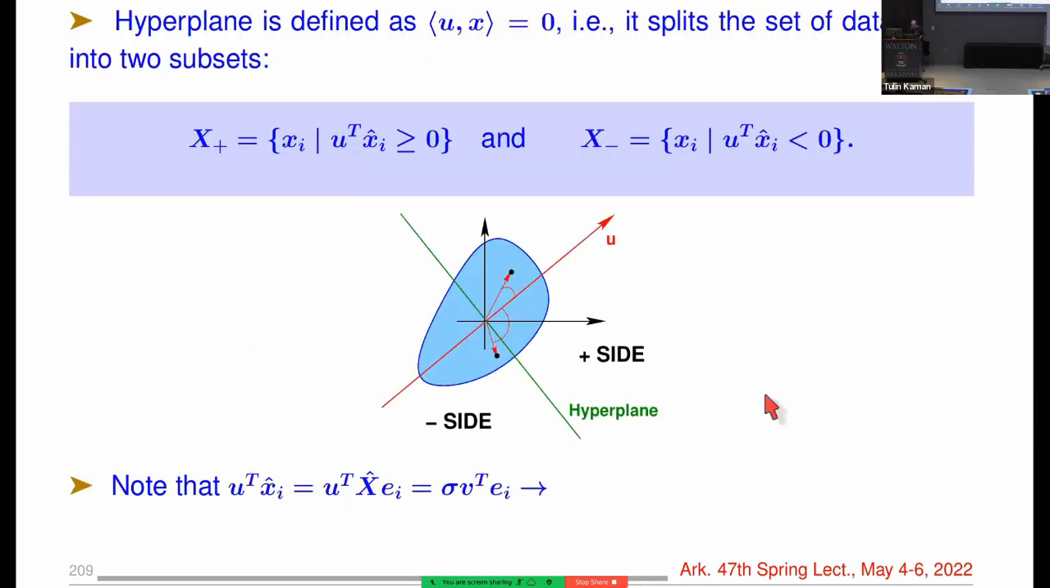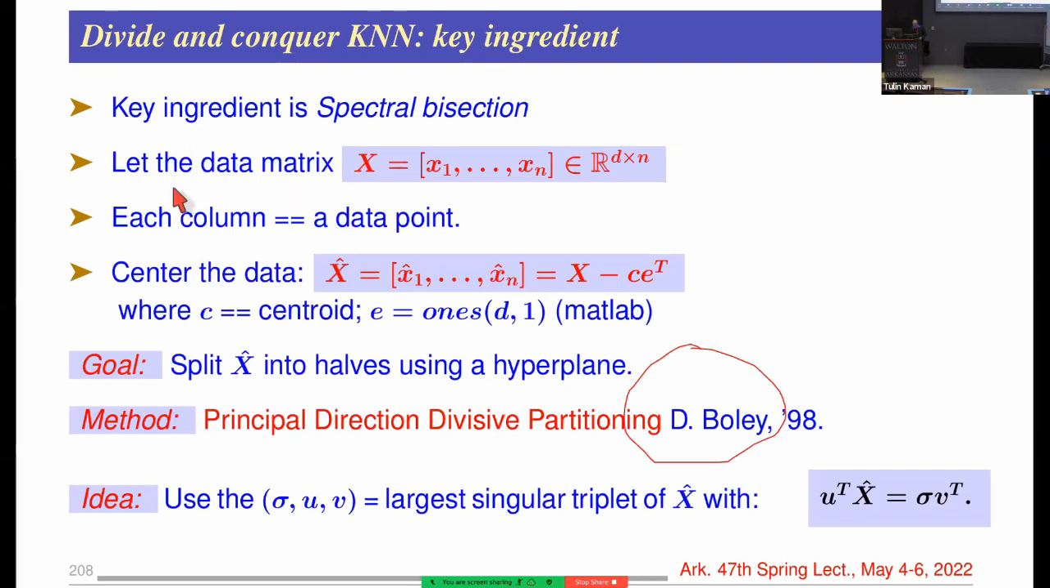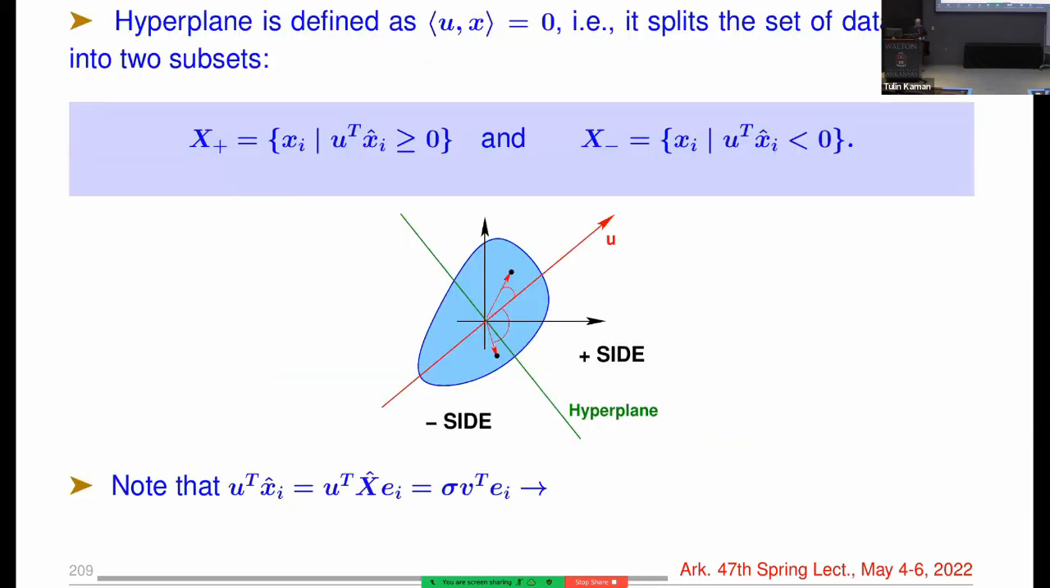Here's how it works. If your data is here, this is an intuition that you get from mechanics, right? The hyperplane that separates this in two is, actually U is the principal axis, and the orthogonal to it will be the hyperplane that will separate this in two. So what we do is simply take that eigenvector, and every v_i that's positive is one set, and every v_i that's negative is the other set. And then you repeat the process recursively on the subsets.